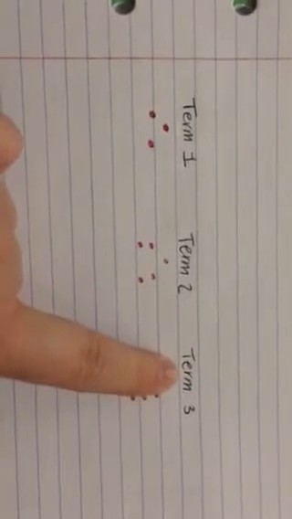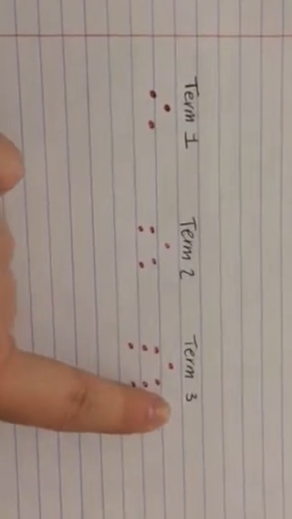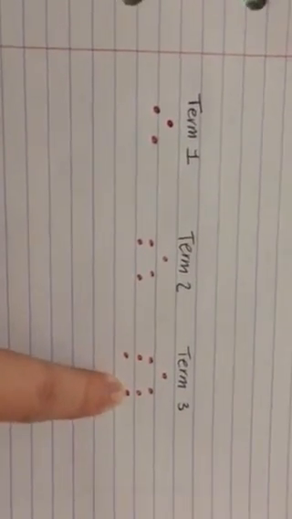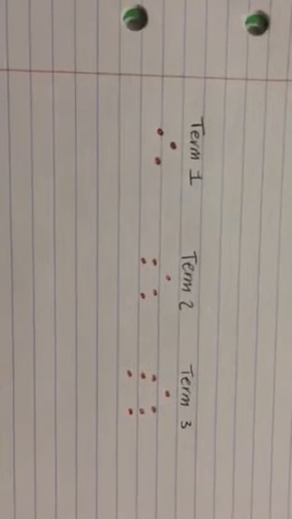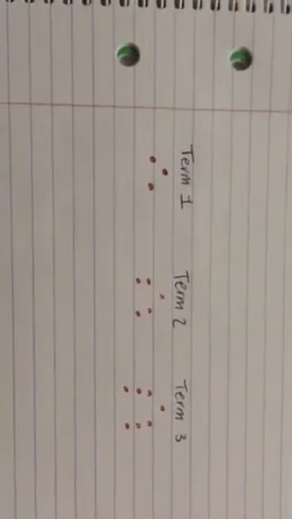Then you go term 3 times 2 equals 6, so 1, 2, 3, 4, 5, 6, and add 1. So that's the relationship between them. That's how they are all together.